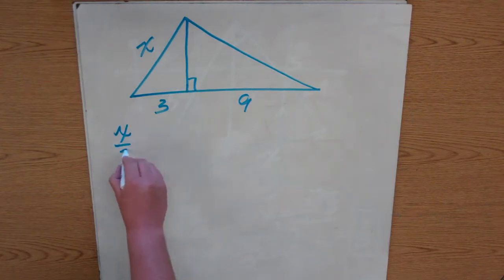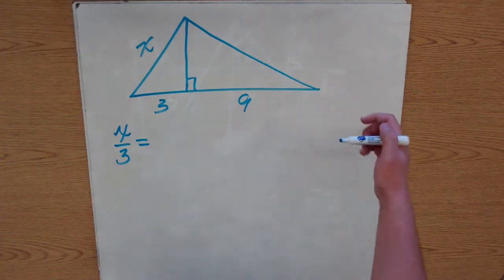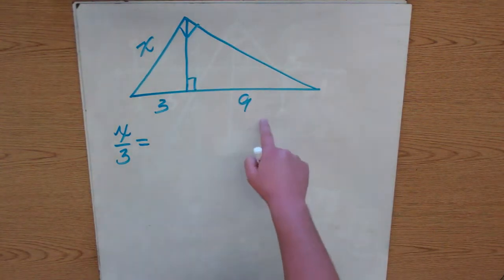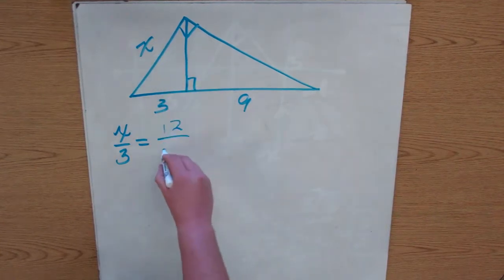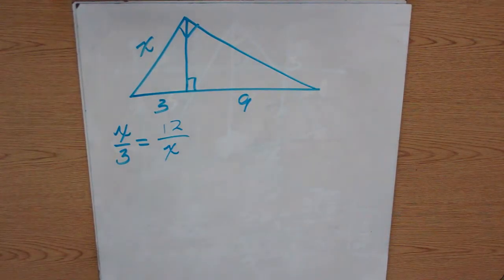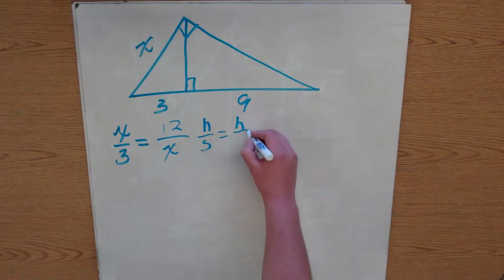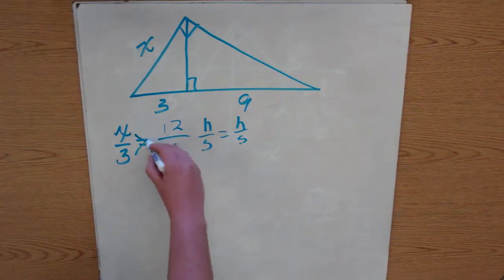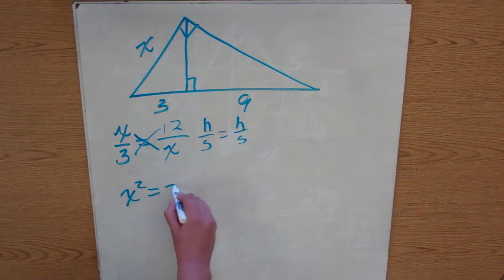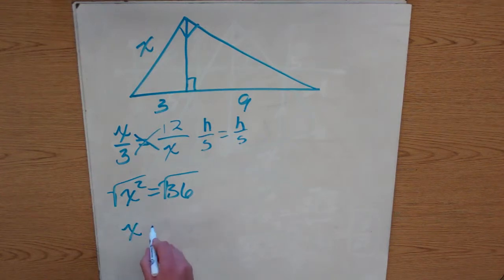Hypotenuse is x, short side is 3. That's going to equal the hypotenuse and the short side of the big triangle. Hypotenuse is 9 plus 3, which is 12, over the short side, which is x. Alright, so to solve this problem, we did hypotenuse over short side equals hypotenuse over short side. Alright, now again, you just cross multiply. X squared equals 36. Take the square root of both sides to get rid of the squared.